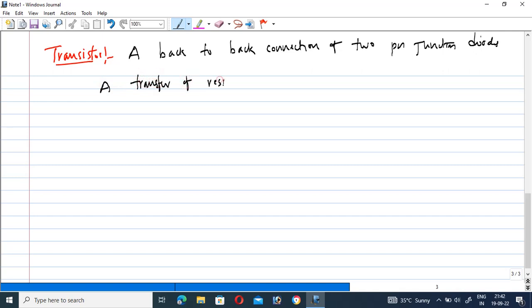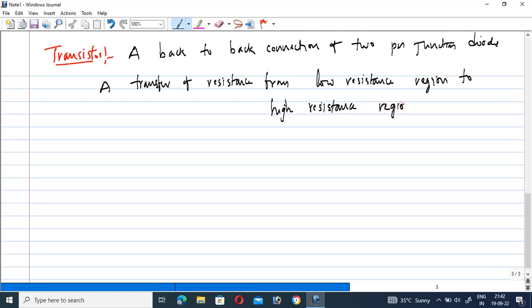from low resistance region to high resistance region. We can also define it like this. A transistor is nothing but a back-to-back connection of two PN junction diodes, or else a transfer of resistance from low resistance region to high resistance region. It is also called a transistor, right?